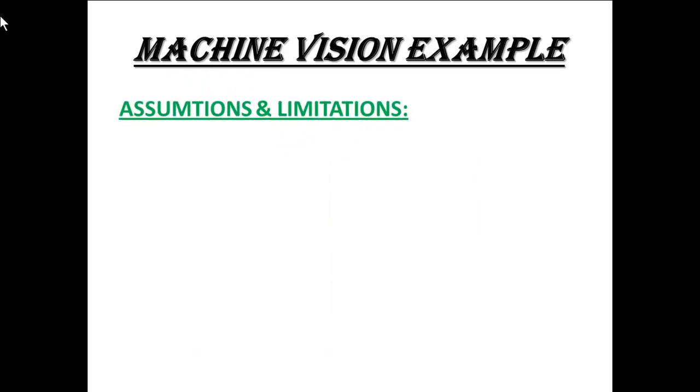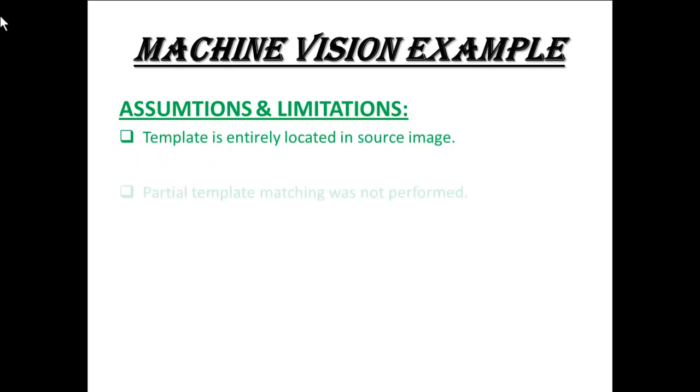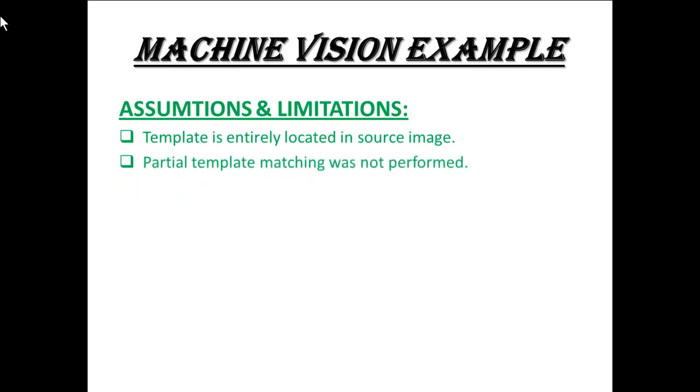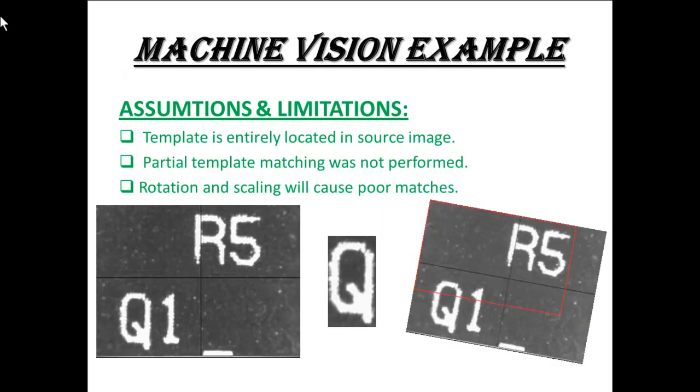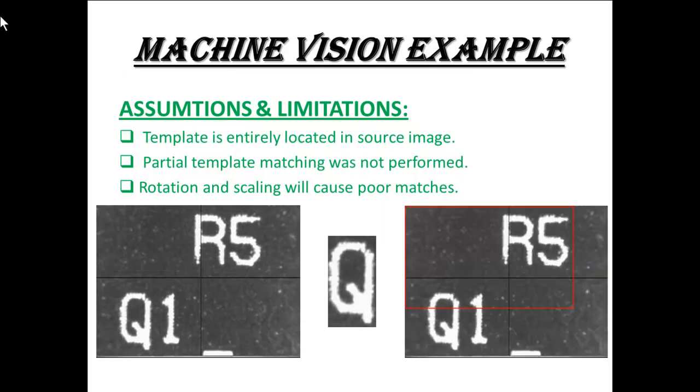Assumptions and limitations. The template is entirely located in the source image. Partial template matching is not performed. Rotation and scaling will cause poor matches. That's the image, it is a template, and yes, it's found in the image.